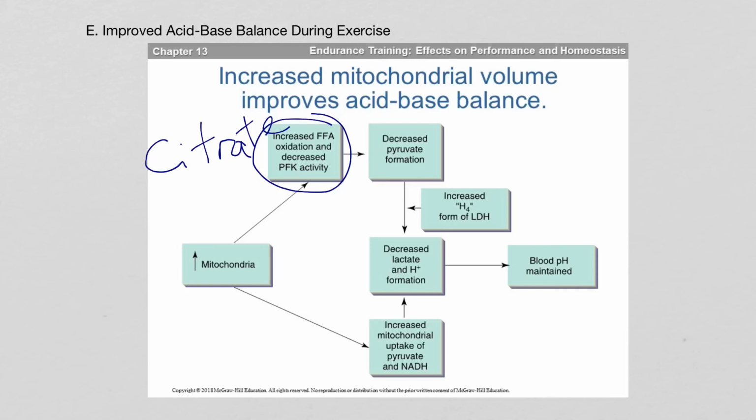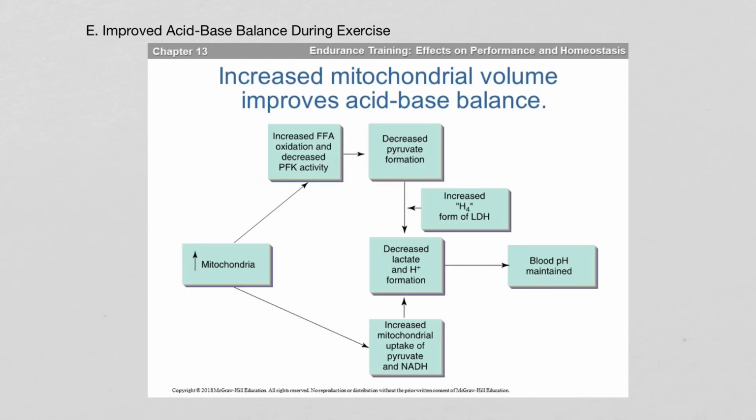So if we have lots of acetyl-CoA being formed from free fatty acid oxidation, we will then be going through the Krebs cycle, and have lots of citrate available that can feed back and inhibit glycolysis. When we do that, we get, of course, a decrease in pyruvate formation. And when that happens, we're going to get a decreased lactate formation simply because now we've removed the substrate for the LDH reaction.